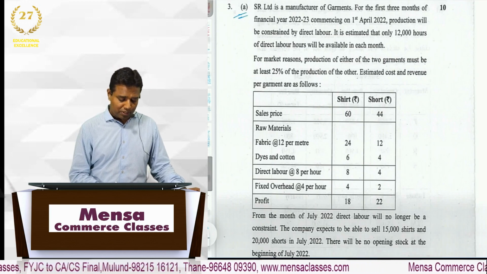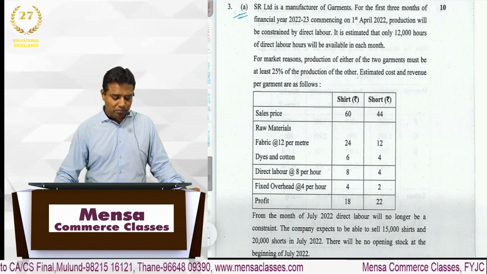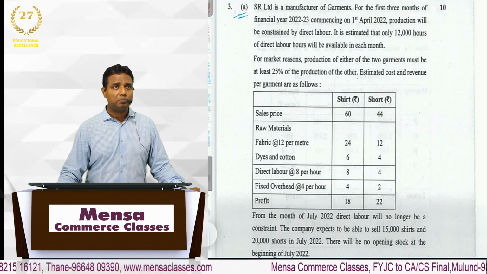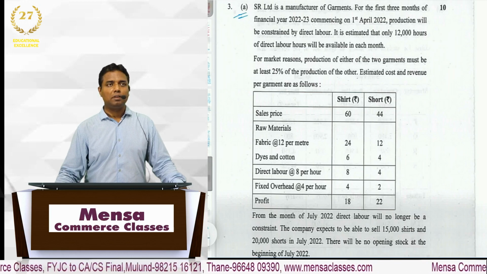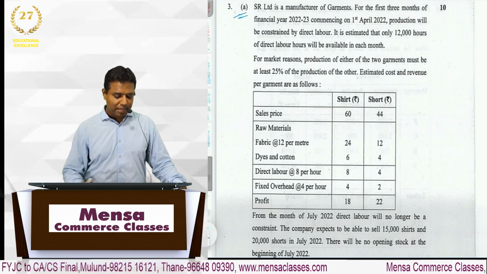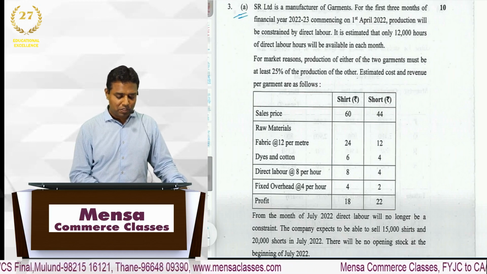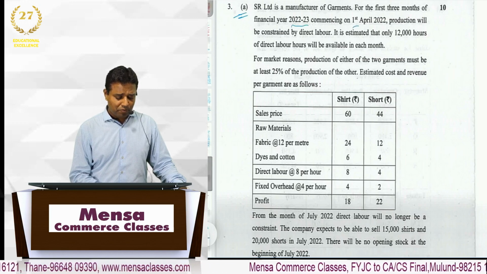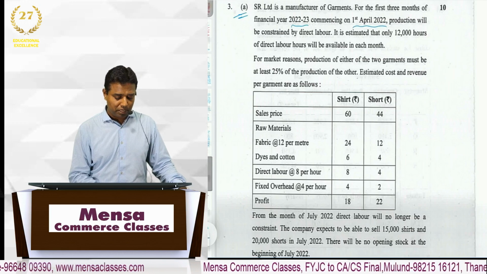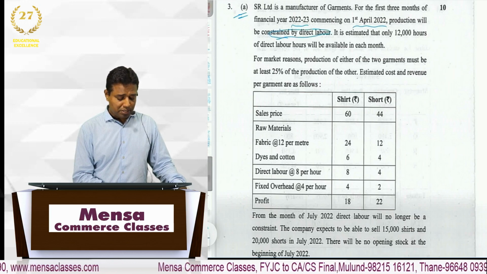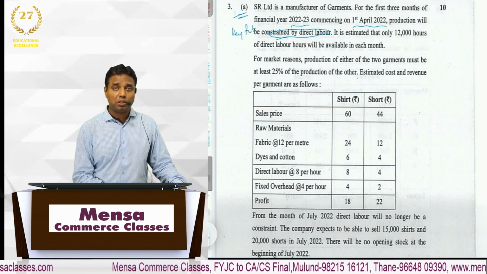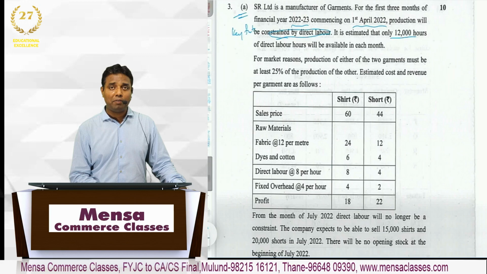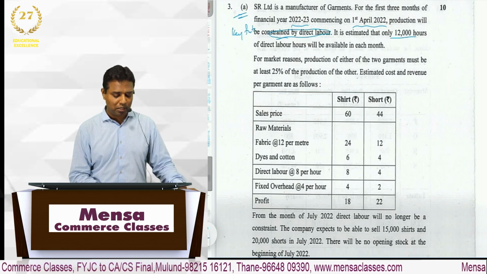Fine. So let us check. SR Limited. Yeah. So SR Limited is a manufacturer of garments. For the first 3 months of the financial year 22-23, commencing from 1st April 2022, the production will be constrained by labor. Constrained by labor means labor becomes a key factor, there will be a shortage of it. It is estimated that only 12,000 hours of direct labor will be available in each month. So every month is restricted to 12,000 hours.